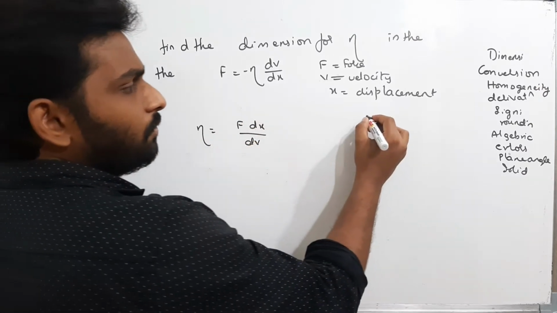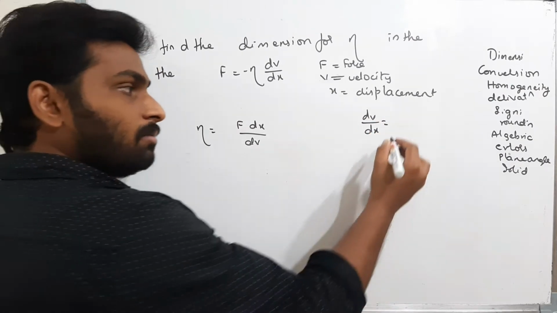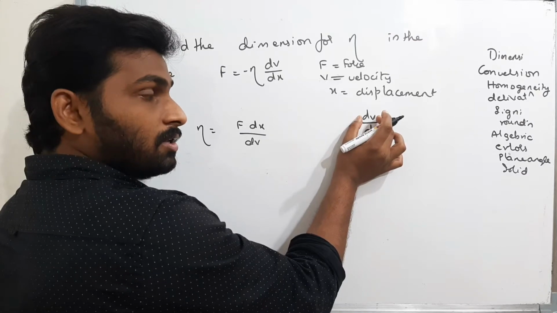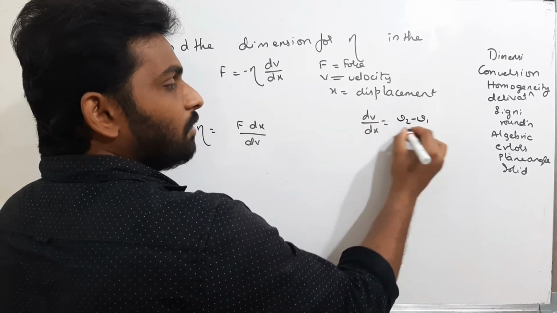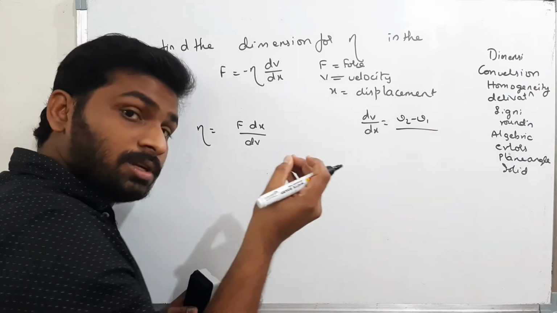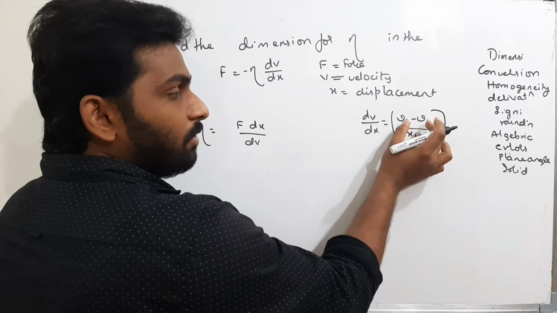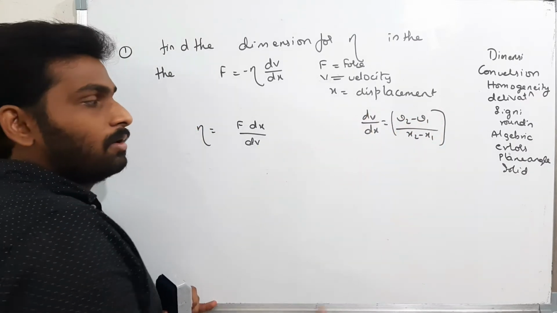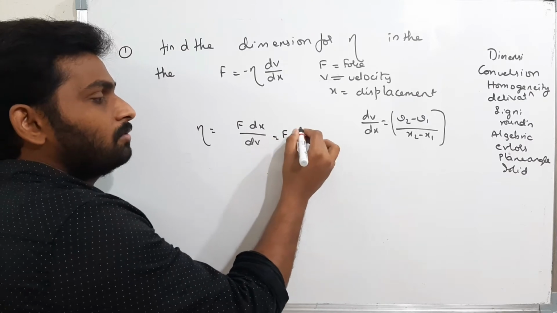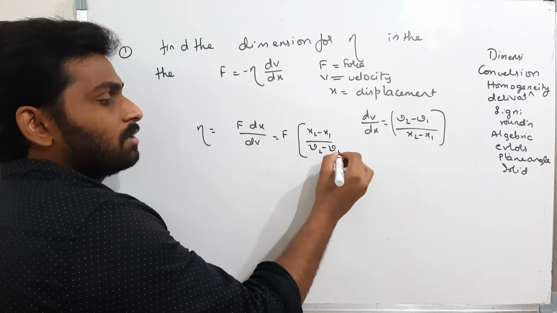What is the meaning of dv by dx? dv by dx is nothing but the difference in the velocity, that is a very small value, v2 minus v1, divided by dx, which is also a difference in the displacement, that is x2 minus x1. When this difference is very small, I will assume it as dv. That means it is F into x2 minus x1 by v2 minus v1.